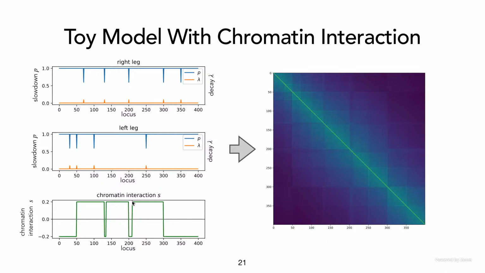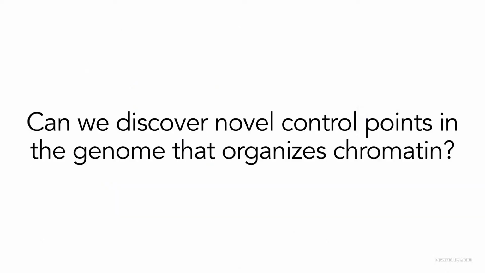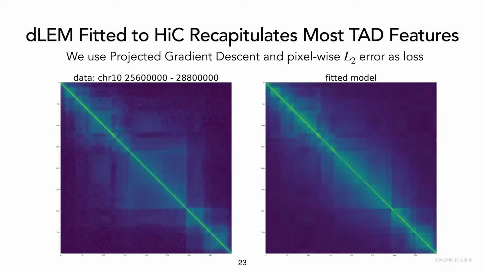So what would happen if I then fit the model to the data? Can we discover novel control points in the genome that would organize the chromatin that way? So let's try to fit that model. I used a simple projected gradient descent and a very simple loss function, just a pixel-wise L2 error. And as you can see, we can actually fit our model quite well to the experimental data, and qualitatively we are able to recapitulate quite a large area of the contact map.